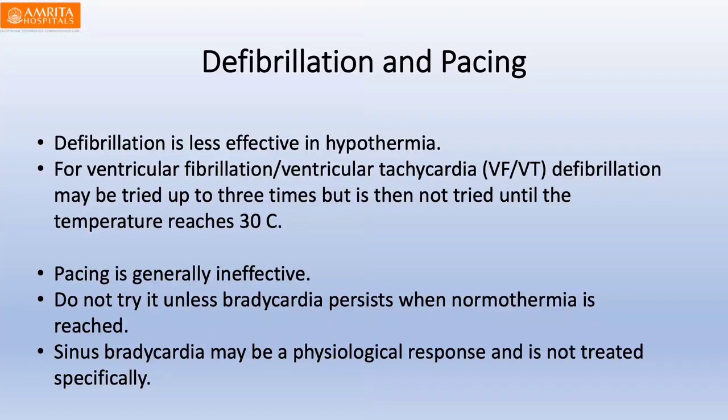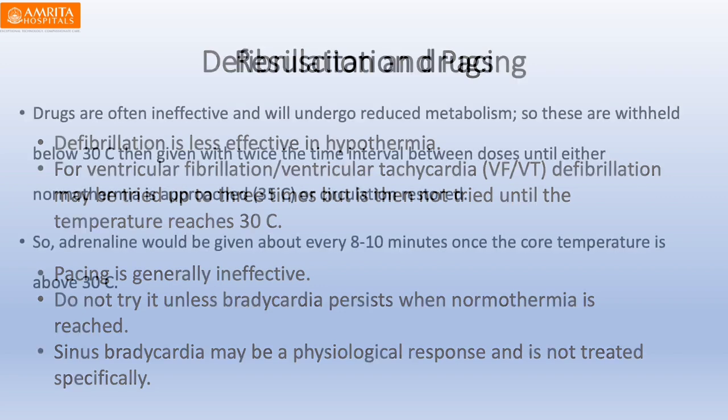Now coming to defibrillation and pacing, defibrillation is less effective in hypothermia. So for VF and VT, defibrillation may be tried up to 3 times, but is then not tried until the temperature reaches 30 degrees Celsius. So once it reaches above 30 degrees only, you will start trying the defibrillation. Pacing is generally ineffective. Do not try it unless bradycardia persists when normothermia is reached. Sinus bradycardia may be a physiological response and is not treated.